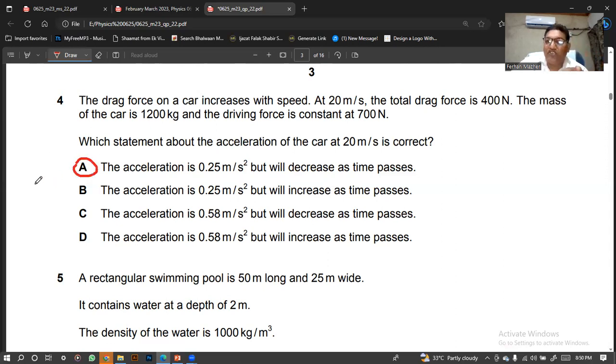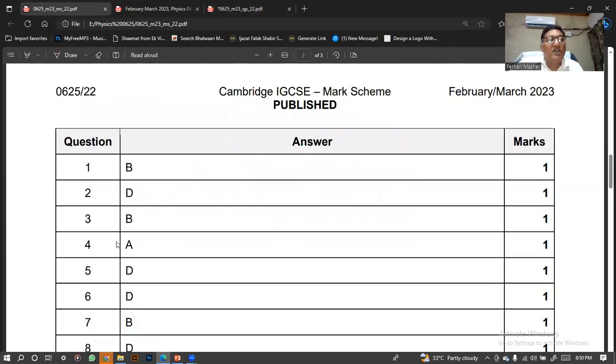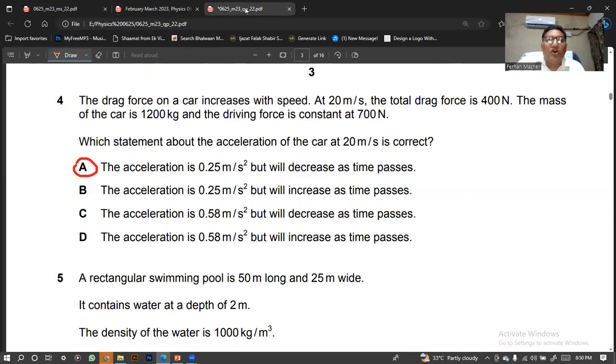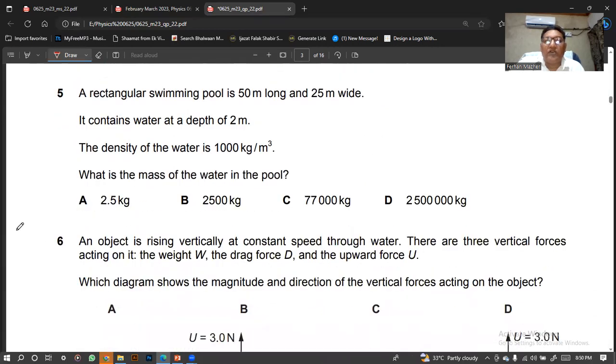Right now, the acceleration is 0.25 meter per second square, and it will gradually decrease. So we think that A is the option. Question number 4, A is the right option, sir. Okay, so we are going to the next question. That is question number 5.